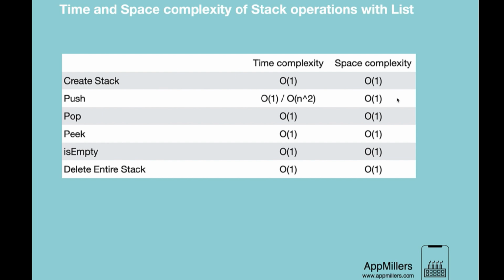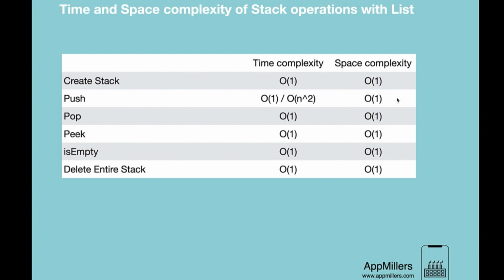Now the next method is the isEmpty method. The isEmpty method also takes O(1) time complexity, because here we are just checking whether the list is empty or not. In this case, the if condition takes O(1) time complexity. Now the space complexity is O(1) also, because here we are not doing any memory related operations.